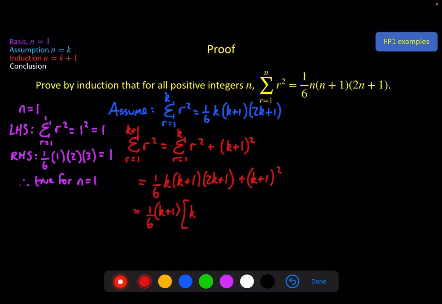I've got a k here, 2k plus 1 from this bit of the expression, and from this part of the expression I need a 6 because I took a 1 over 6 out where there wasn't one, and I've got a k plus 1 bracket left. So now I'm going to simplify this by putting it together and hopefully make it look like this where n equals k plus 1.